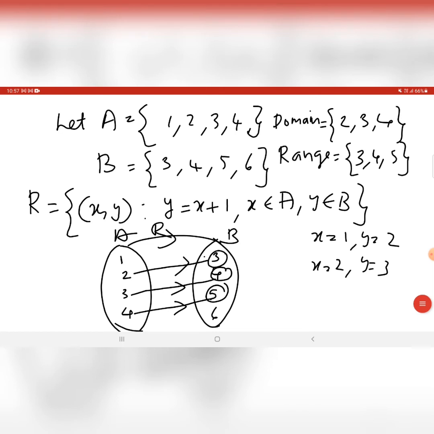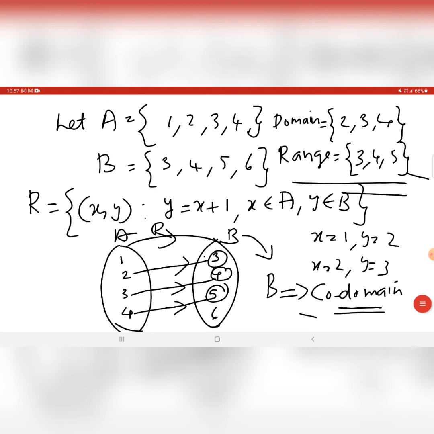Clear? Now the second set B is completely known as codomain. This second set B is known as codomain of the relation. Now see this range and codomain. This range is always a subset of codomain. Sometimes that is equal to codomain. Okay, let us discuss one more example.